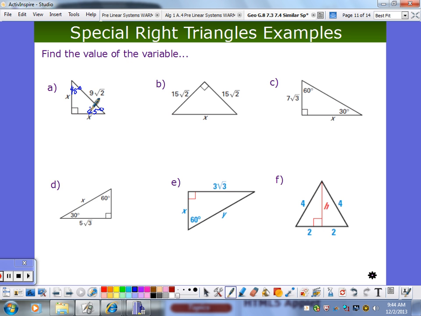This is a special triangle. So I know the hypotenuse is 9 rad 2. So what is each side? 9. I heard it. Somebody said it. How do we know that?